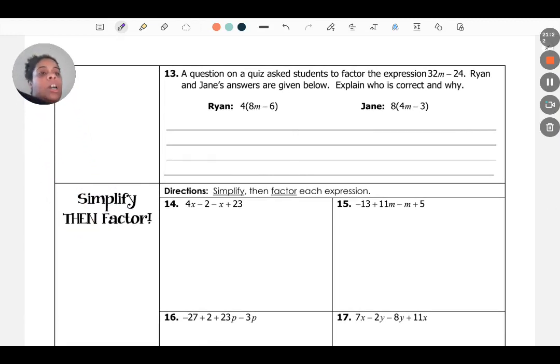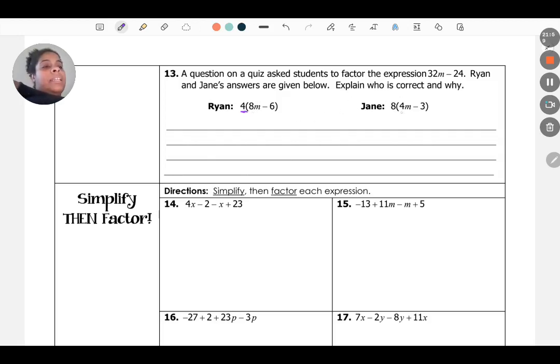A question on a quiz asks students to factor the expression 32m minus 24. Ryan and Jane's answers are given below. Explain who is correct. Well, Ryan has the factor of 4. And 4 times 8 is 32, and 4 times 6 is 24. So it's not that Ryan was wrong, but these are all still even numbers. It doesn't look like Ryan used the greatest common number. He used 4, which works.